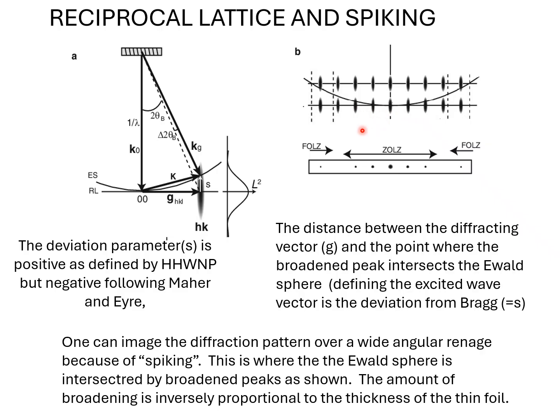But the angular range over which we can sample the reciprocal space is improved by what's called spiking. And this is great because it allows us to navigate better within reciprocal space. It allows us to see where other reflections are and understand better what our particular orientation of our crystal is.